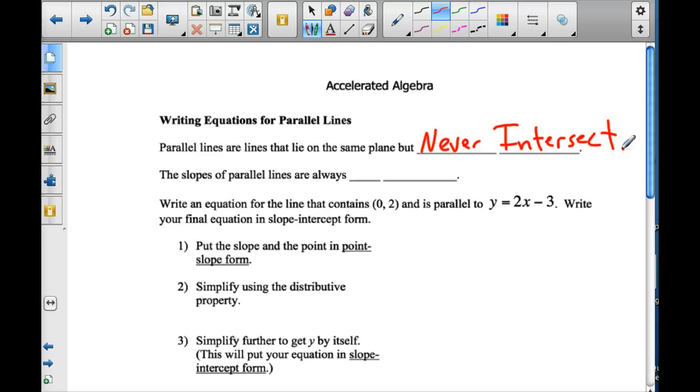Okay? The slopes of parallel lines are always the same. That's what we should have got out about that front page. Now, what you guys are going to do is write an equation for a line that contains a certain point and is parallel to a certain line. Write your final answer in slope-intercept form.